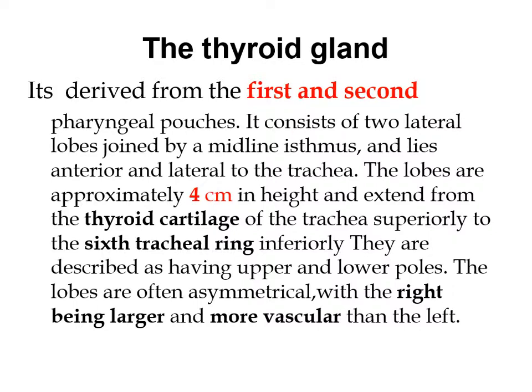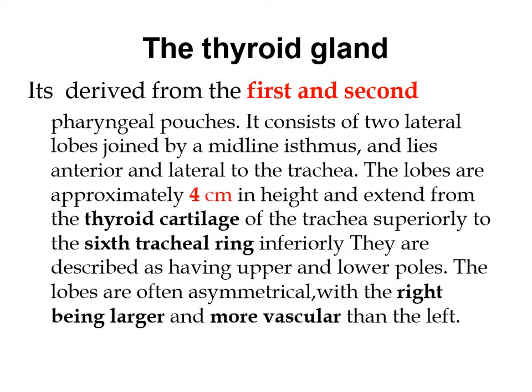Good morning everyone. I will talk about the thyroid gland. It is derived from the first and second pharyngeal pouch and consists of two lateral lobes joined in the midline by the isthmus, and lies anterior and lateral to the trachea. The lobes are approximately 4 cm in height and extend from the thyroid cartilage of the trachea superiorly to the 6th tracheal ring inferiorly.